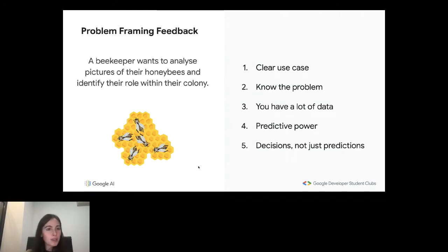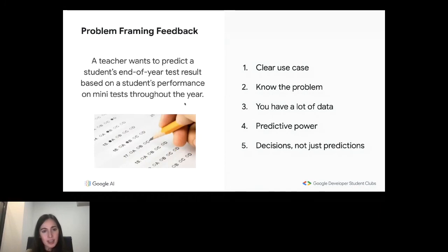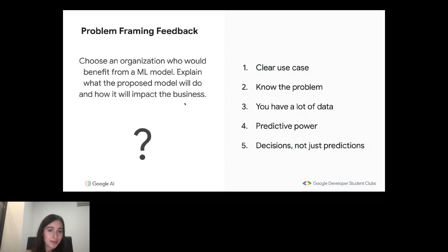This problem is: a beekeeper wants to analyze pictures of their honeybees and identify their role within their colony. Then here is a second example: a teacher wants to predict a student's end-of-year test result based on the student's performance on mini tests throughout the year. So here, do we have the right data? Is this problem actually solvable through machine learning? You should ask this question a lot, because not everything can be solved with machine learning.